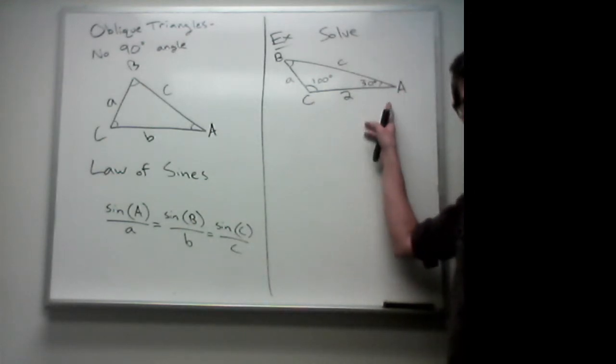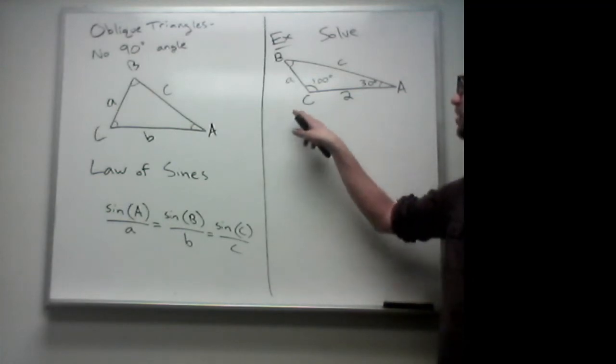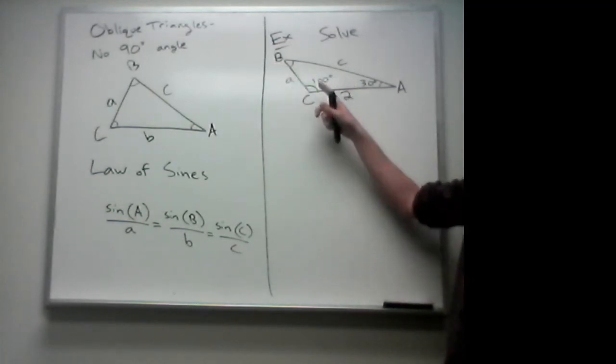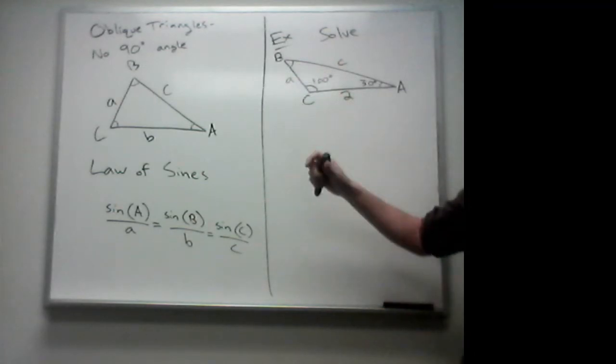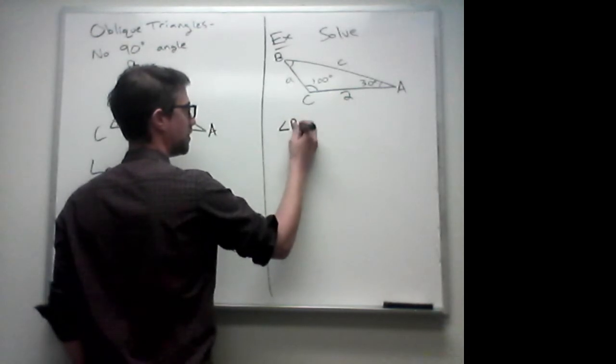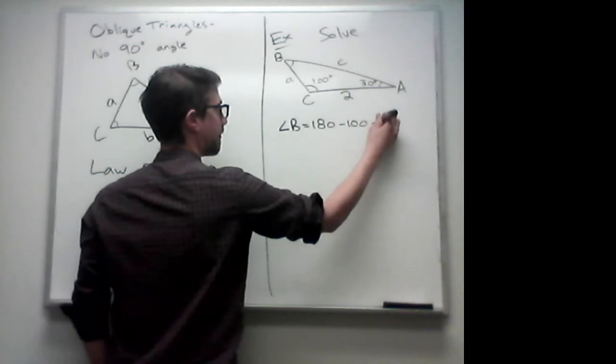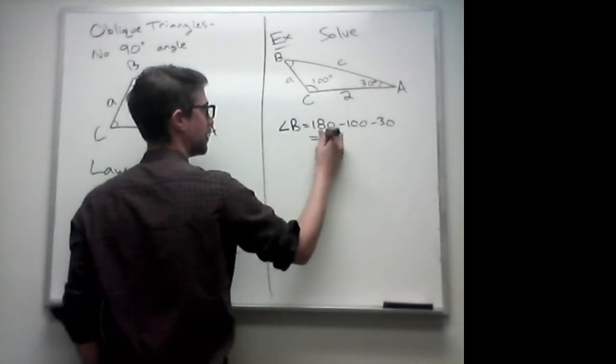Anytime we're given two angles in any triangle, oblique or right or whatever, we get the third one essentially for free. You can almost do it in your head. If these add up to 180, then this third angle has to be 50. So go with what's easiest off the bat. Get angle B. Angle B is 180 minus 100 minus 30, which is 50 degrees.